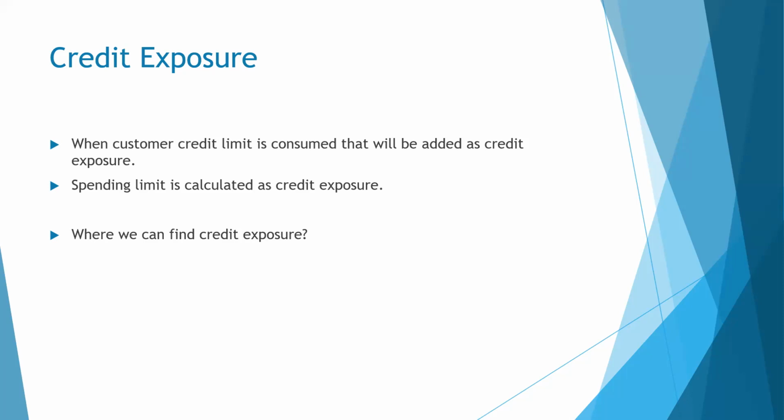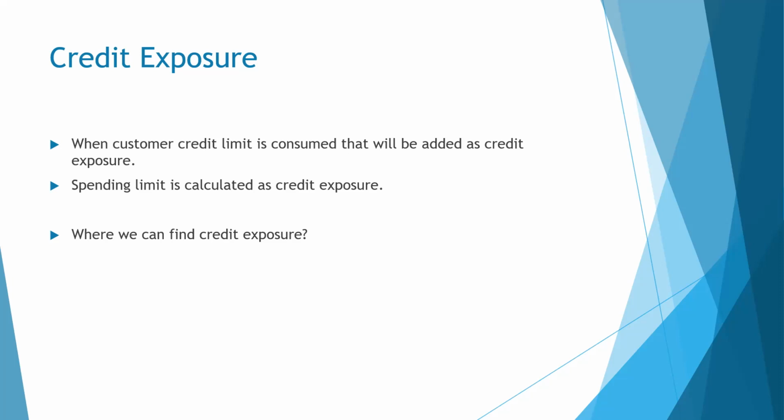So I already explained credit exposure. Credit exposure is nothing but whatever credit limit you consumed, that will be added to your credit exposure field, which we are going to see in another few sections. It's too early to see that field. I will show you definitely, but let's try to control your enthusiasm for some time. So the spending limit is calculated as credit exposure. Now you got it, right?